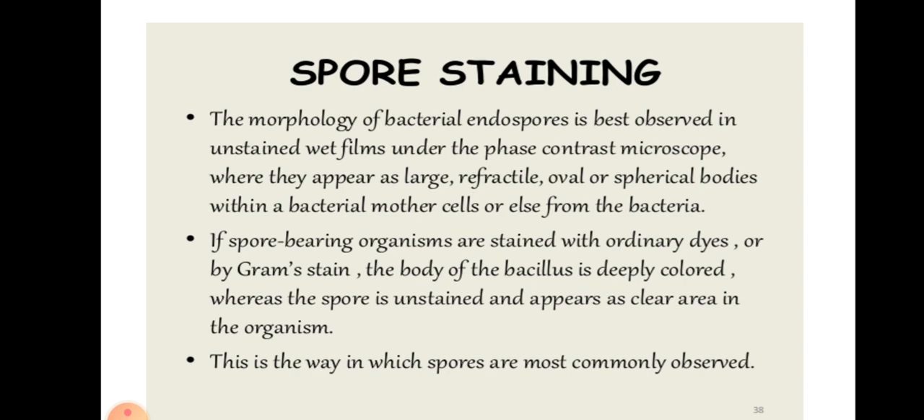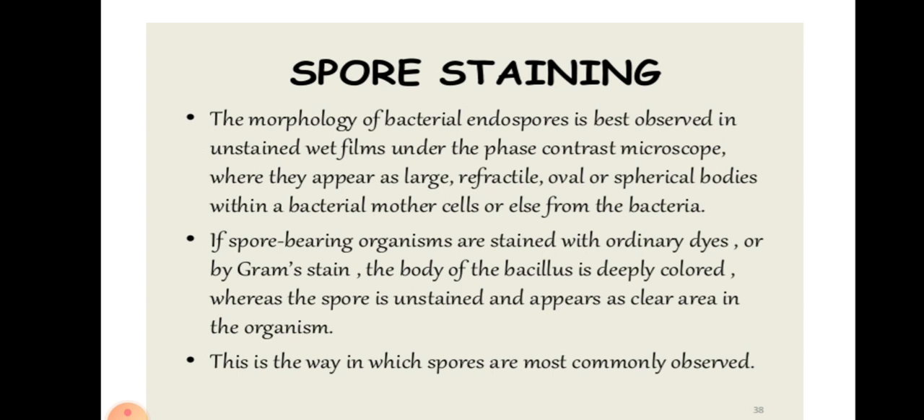Next, moving on to another method of staining called spore staining, which comes under selective structural stainings or special structure stains. The morphology of bacterial endospore is best observed in unstained wet films under the phase contrast microscope, where they appear as large refractile oval or spherical bodies within a bacterial mother cell or free from the bacteria.